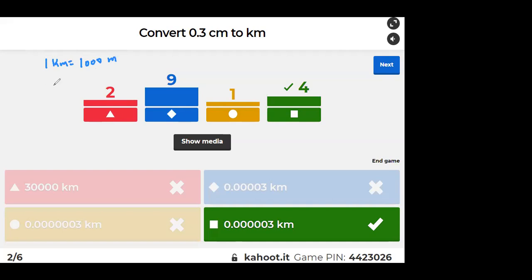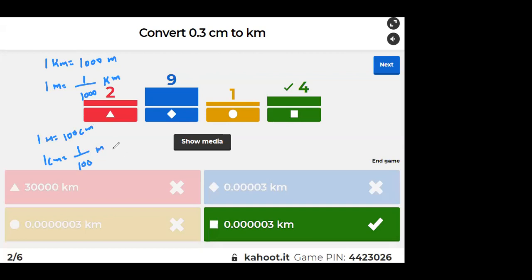So I can say, sir, 1 meter is equal to 1 by 1000 kilometer. Yes or no? We have studied this in physics, right? And 1 meter is equal to how many centimeters? 100 centimeters. So 1 centimeter is equal to 1 by 100 meter, right?